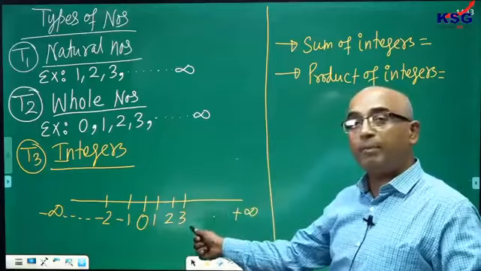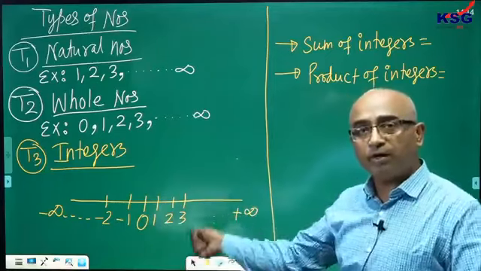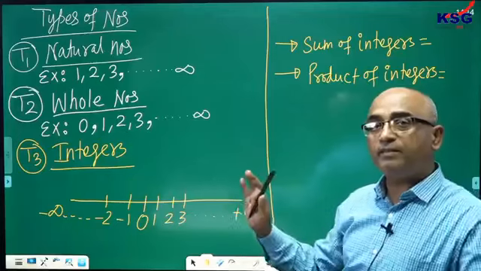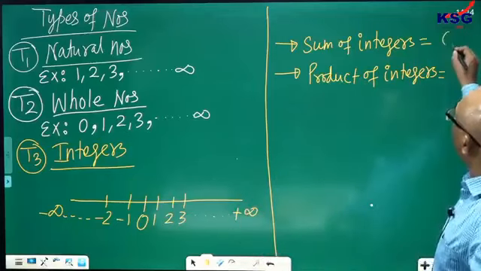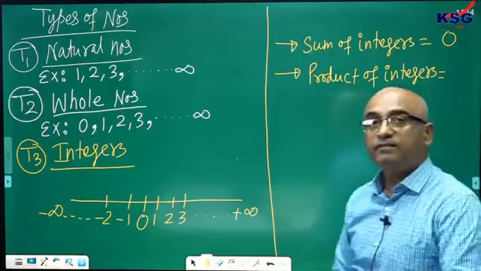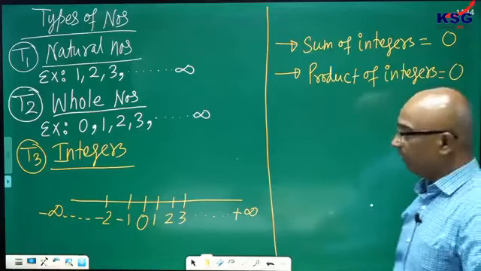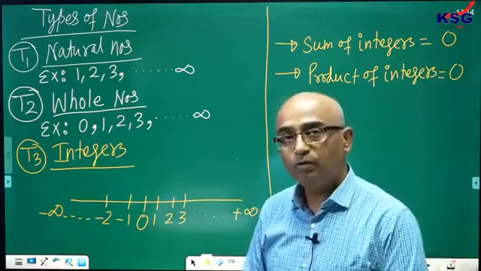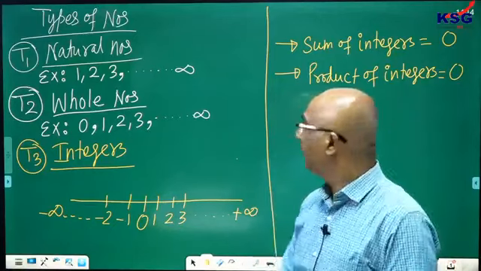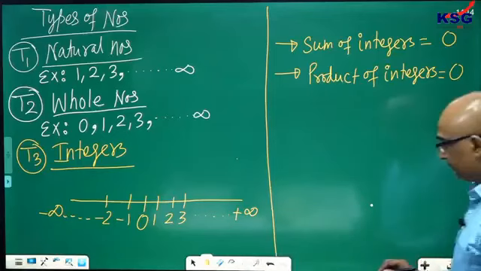Students, see the number line. Plus 1 and minus 1 cancel, plus 2 and minus 2 cancel. It means each and every number cancels out. So the sum of integers is always 0. Similarly, the product of integers is also equal to 0, because 0 multiplied by anything is 0. So the sum of integers as well as the product of integers is always equal to 0.